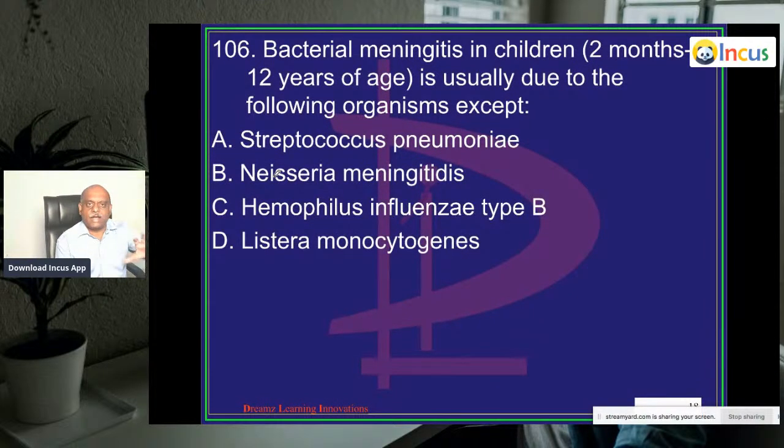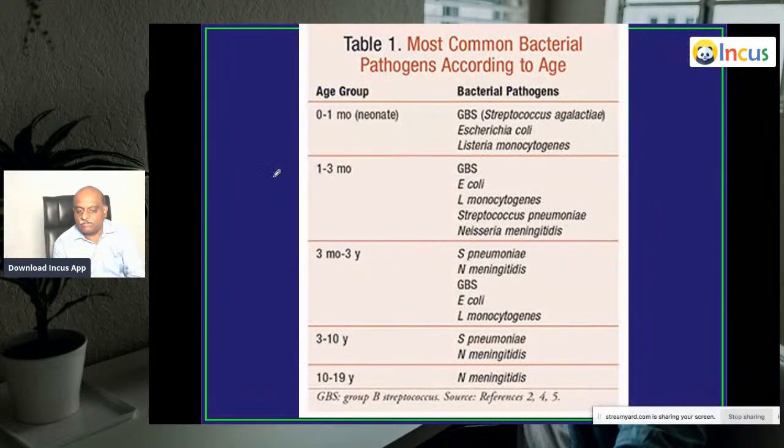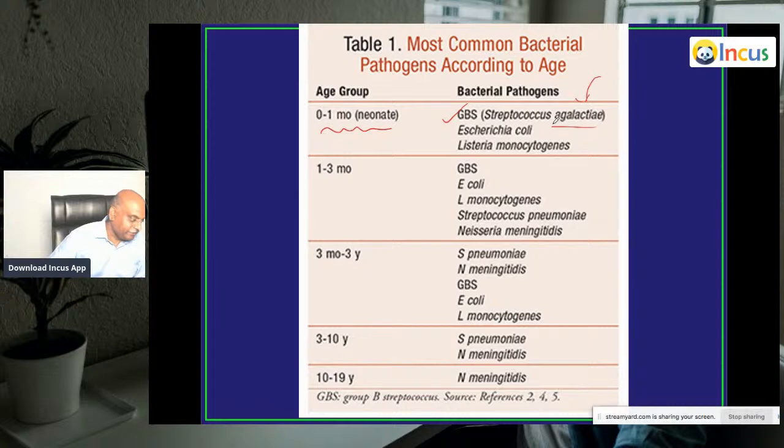Bacterial meningitis according to the age. 0 to 1 month, which organism is it, and after that which organism is it? Favorite question of the examiner. So between 2 months to 12 years, it is typically Listeria monocytogenes is what you need to remember. Now doctor, let us become expert in this area. 0 to 1 month, it is the group B streptococci called Streptococcus agalactiae. E. coli, Listeria, they all are 0 to 1 month neonate.